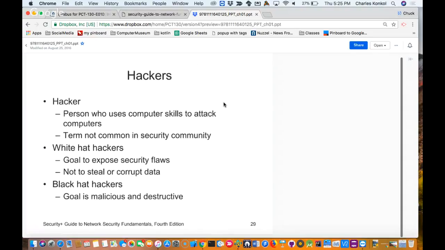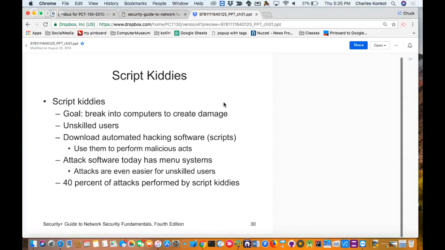Hacker, a person who uses computer skills to attack computers. Term not common in the security community. White hat hackers, goal is to expose security flaws, not to steal data. Black hat hackers, goal is malicious, destructive in nature. And script kiddies, the goal is to get in quickly, get out, unskilled users downloading software to attack a system. 40% of attacks are performed by script kiddies, and that's probably a low number. They're written over and over again, morphed and changed a little bit to do something a little different programmatically, so that it can't be caught by antivirus.